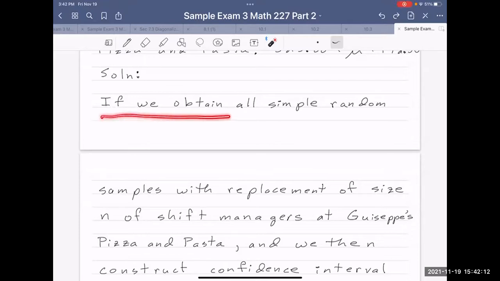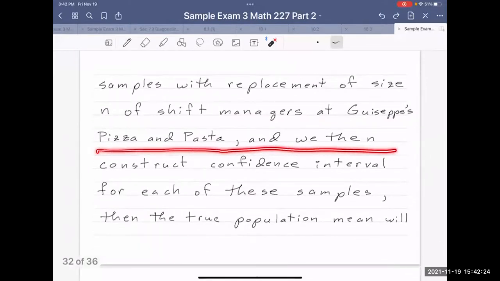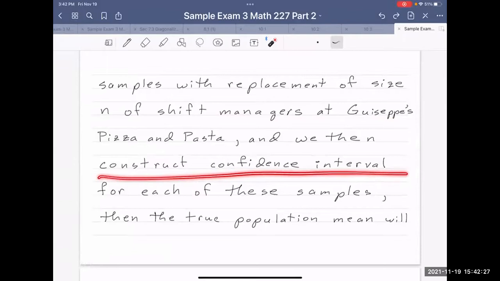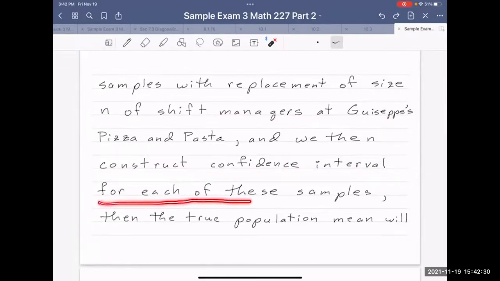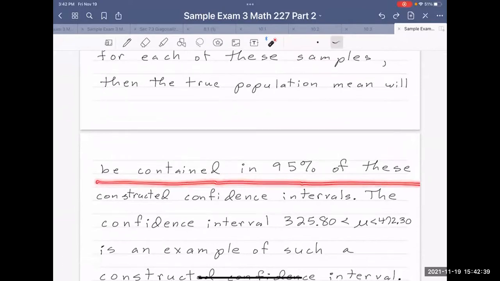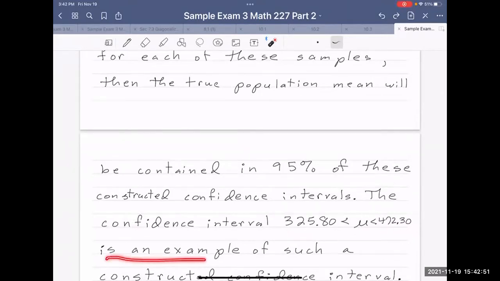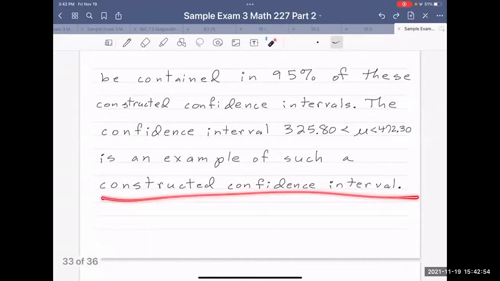If we obtain all simple random samples with replacement of size n of shift managers at Giuseppe's Pizza and Pasta, and we then construct confidence intervals for each of these samples, then the true population mean will be contained in 95% of these constructed confidence intervals. The confidence interval mu between 325.80 and 472.30 is an example of such a constructed confidence interval.